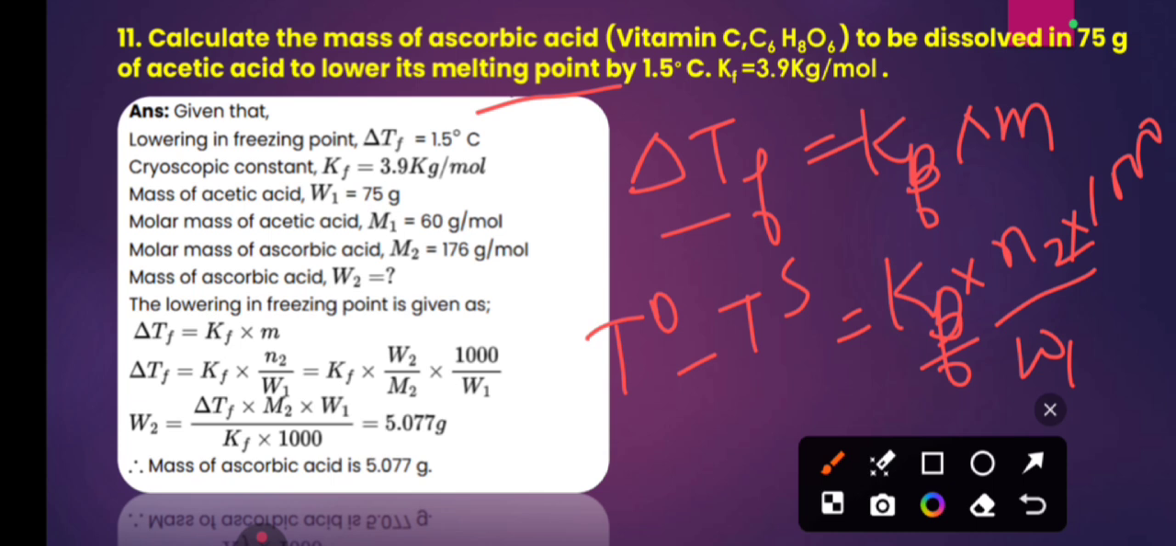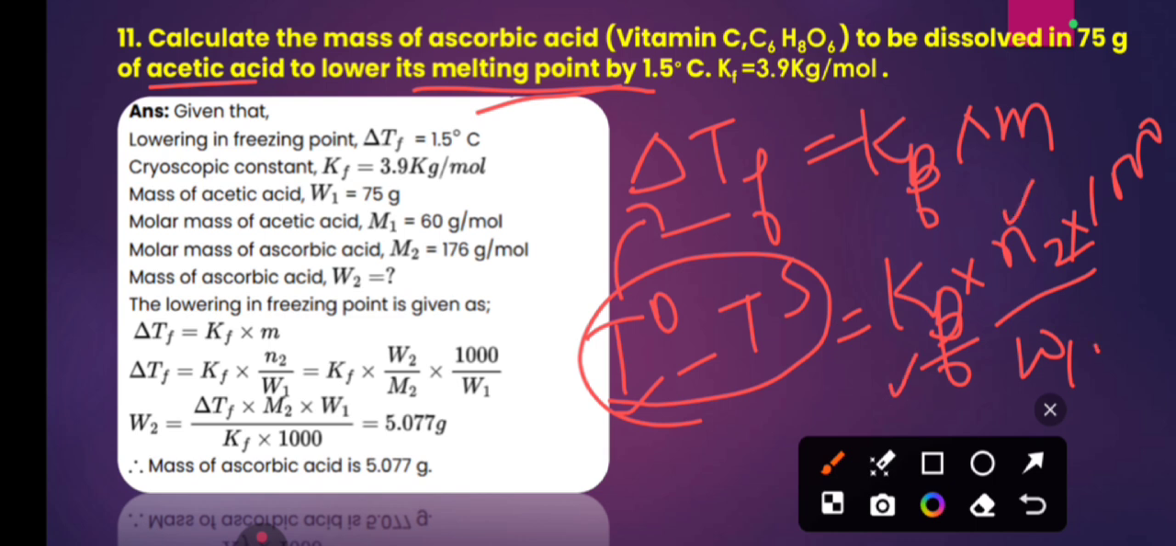So you can see here every value is given. You can solve very easily. T naught value is given to you. First you have to look here in which it has dissolved. It has dissolved in acetic acid. They have given you lower its melting point by 1.5 degrees Celsius. Actually no need of use of this. Directly they have given the value, this only, delta TF. KF value is also given.